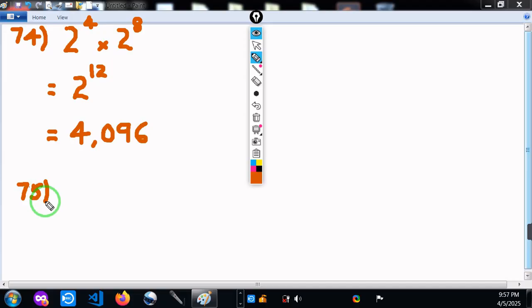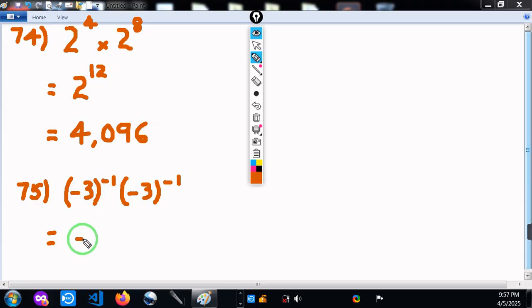75. Minus 3 to the power minus 1, to the power minus 3. What do I mean by that? Minus 3, the power is minus 1. And again, minus 3, the power is minus 1. So this one, the answer is minus 3 is the base. The minus 1 and the minus 1 is the minus 2.